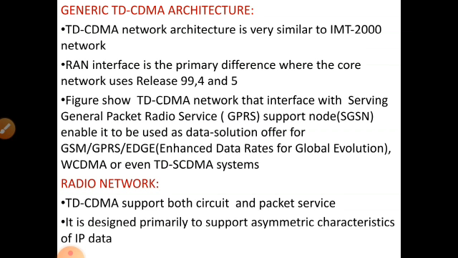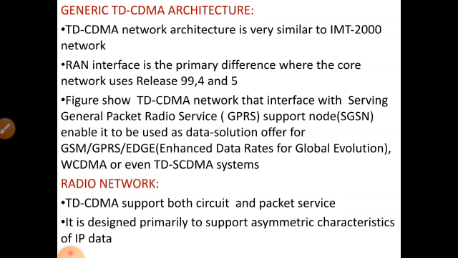IMT 2000 is a mobile telecommunication unit. They handle more levels, and they release their versions year by year. So this RAN interface is somewhat the same as the core network, which was released in the year of release 99, as well as release 4 and release 5. If you want, you can write a second point, otherwise simply write the first point and go for the diagram.